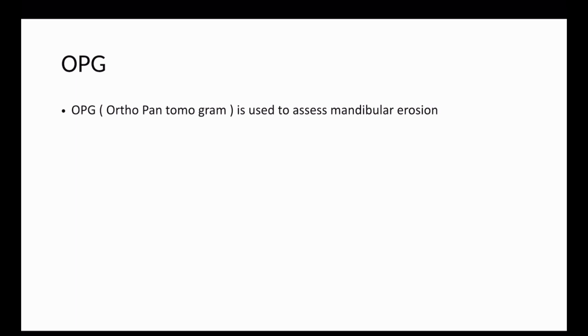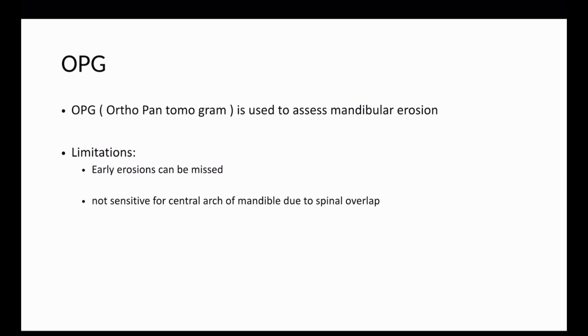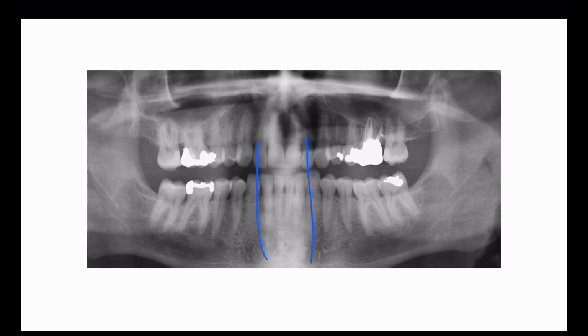Orthopantomogram is used to assess mandibular erosion. Limitations are that early erosions can be missed. At least 30% of bone resorption should occur before it is visible on OPG. It is not sensitive for the central arch of the mandible due to spinal overlap.